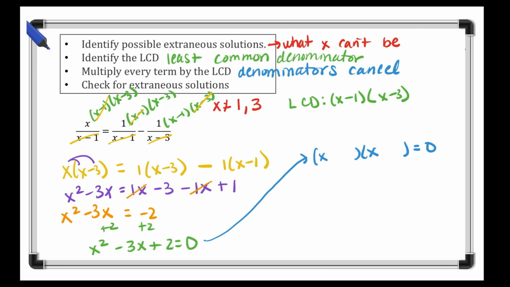So you're going to get x minus 2 and x minus 1. You will get two answers. So your first answer is going to be x equals 2. The second one will be a positive 1. But we already know that x cannot be 1. So that is our extraneous solution. And the only solution that we have is x is equal to 2.